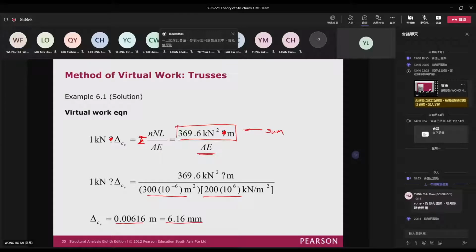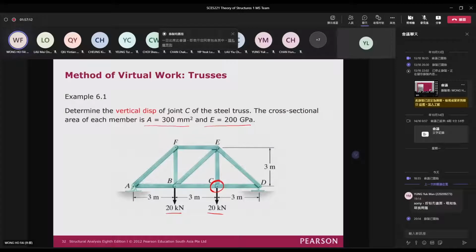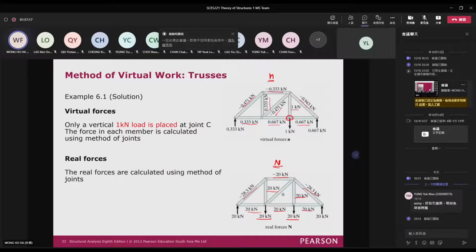Do you agree? Is it okay for you? In other words, it is very straightforward. First of all, you use the real load and find all the member forces by using the method of joints or method of sections. Secondly, you put the virtual point load at the location where you want to find the deflection. Say, for example, if you want to find the deflection at C, then you put the point load at C and find all the member forces inside the truss.